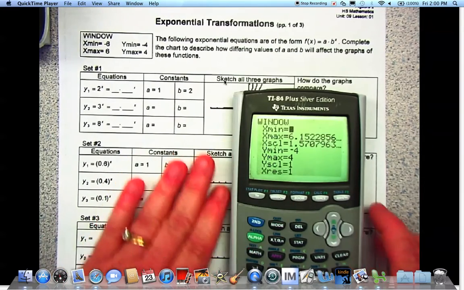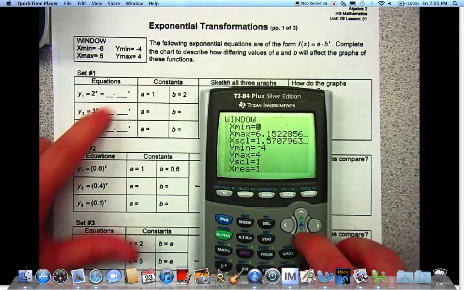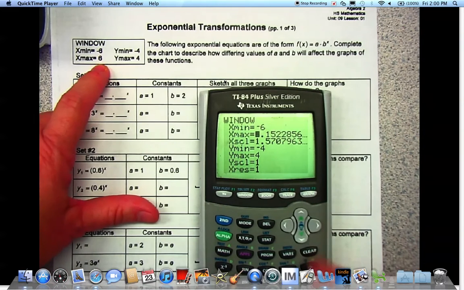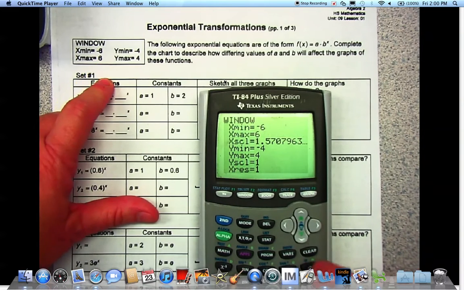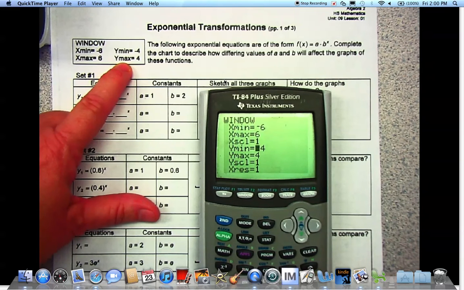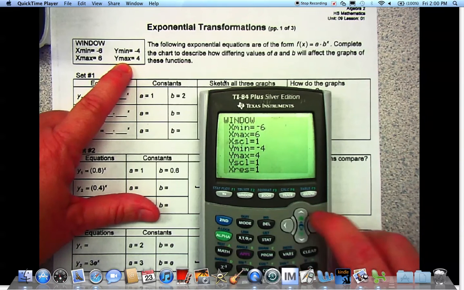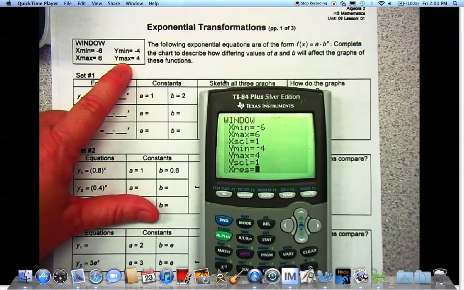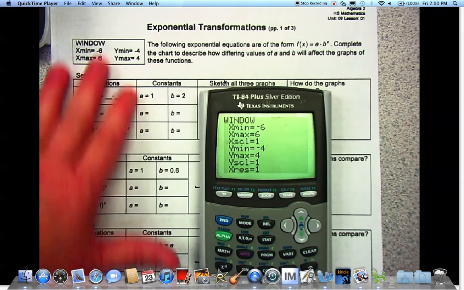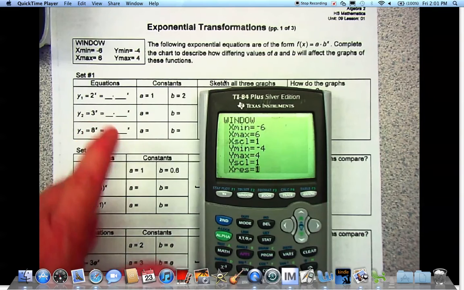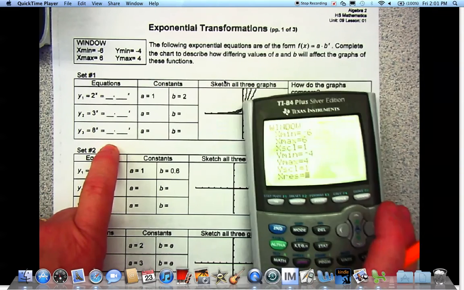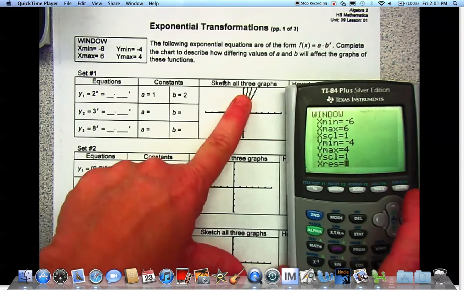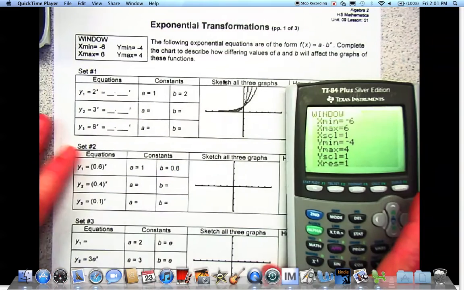I gotta clear out my calculator. Okay. You have one for the x scale and one for the y scale. Okay. What we're going to do is graph these functions on the left after we write what they are, and see what they've already graphed for us. We're going to go ahead and graph them too and see what happens.